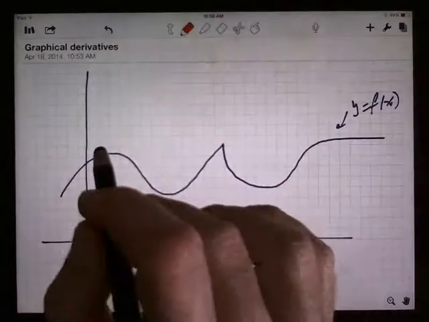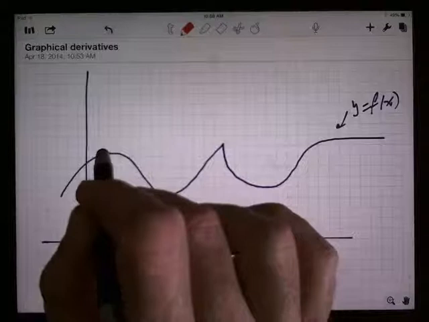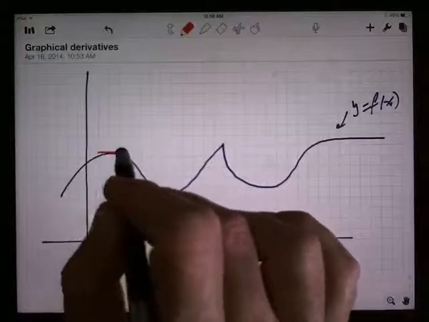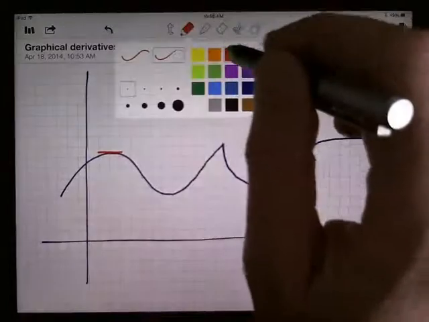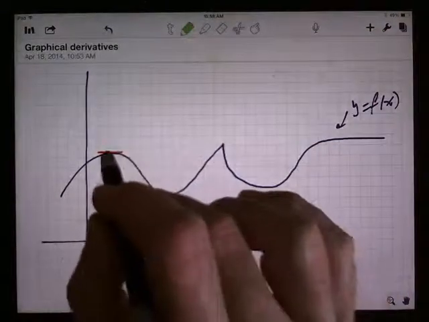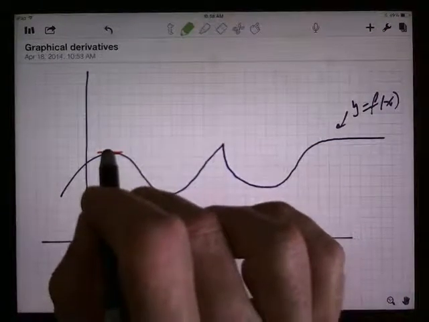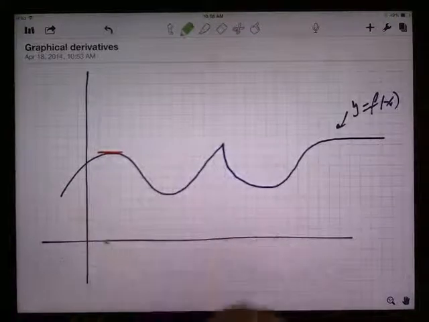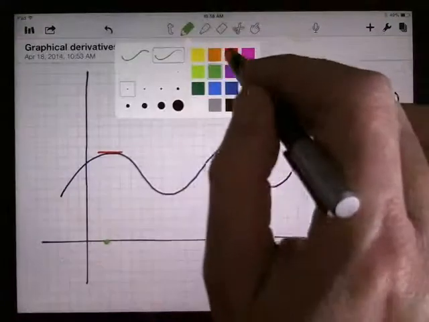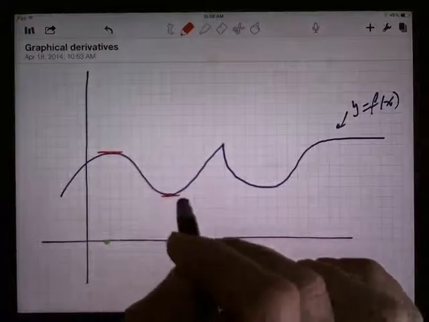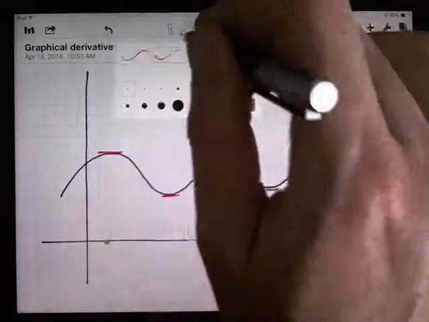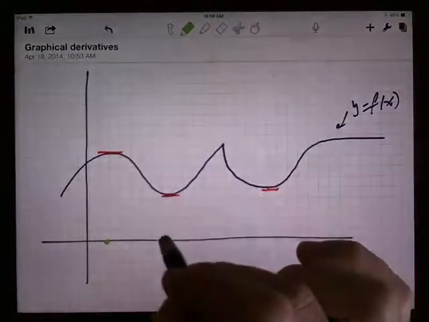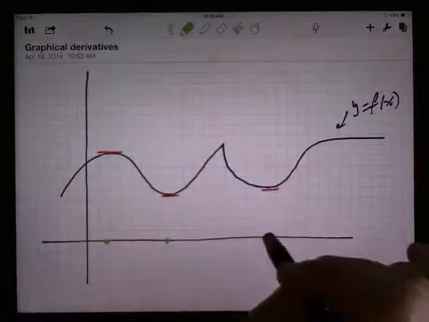So I can see that, for instance, at this point right here, the slope of the tangent line is 0. I've got a horizontal tangent line there. So in green here, I'm going to plot that. The slope of that line is 0 right there. Likewise, the slope of the tangent line right here is 0, and right there is 0. There are these spots that jump out at me, where I can see very clearly what the slope is right at those points.